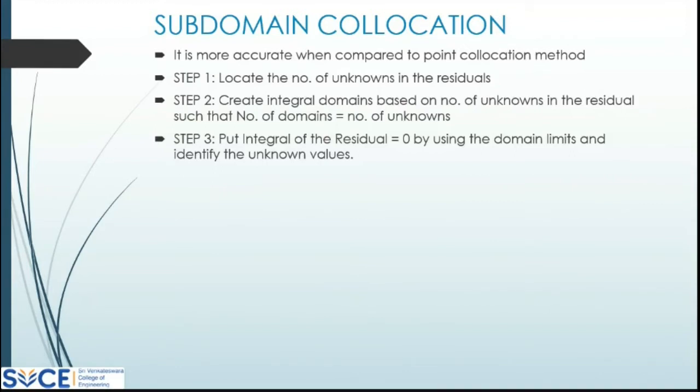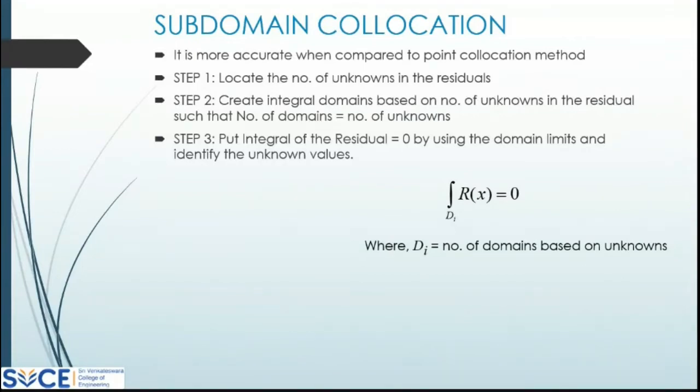When I integrate, I get to split it accordingly: 0 to 1 by 2, 1 by 2 to 1, something like that, based on how many unknowns you have, right? Your integral domain will also change accordingly. So this is the formula, right? Integral over the domain of R of x is equal to 0. If I put just R of x is equal to 0, it means point collocation. Integrating R of x equal to 0 is subdomain collocation, right?